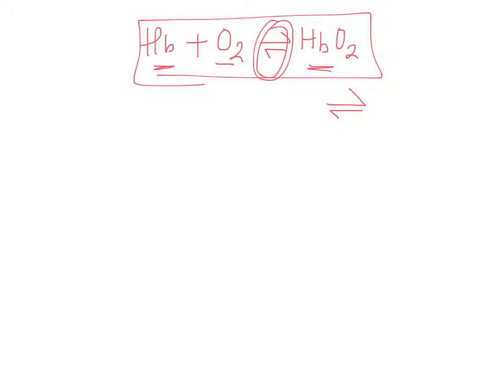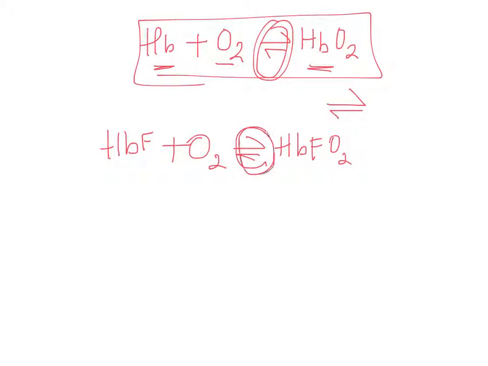And the answer lies in the properties of the fetal hemoglobin, which is slightly different than the hemoglobin for adults. So I'm just going to write that as HbF for fetus. And of course, there is an equilibrium for the fetal hemoglobin, which does pick up the oxygen, giving you HbFO2. However, the equilibrium constant for the fetal hemoglobin is larger as compared to the adult hemoglobin.